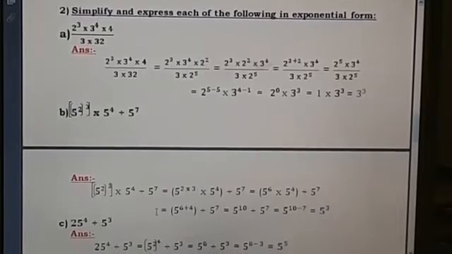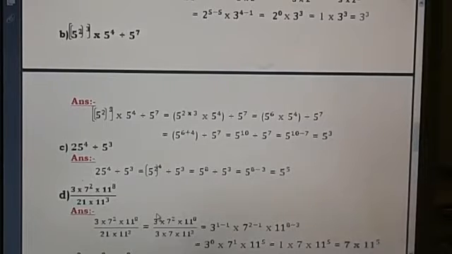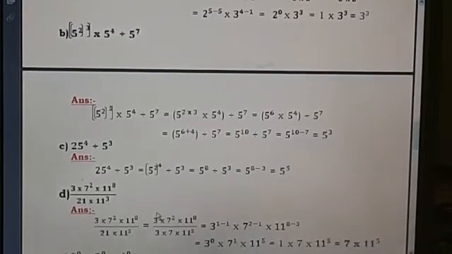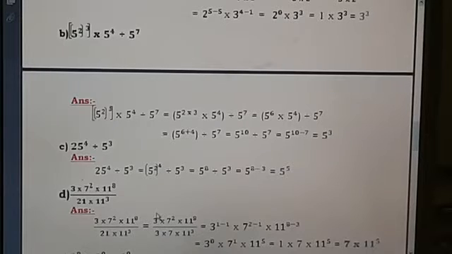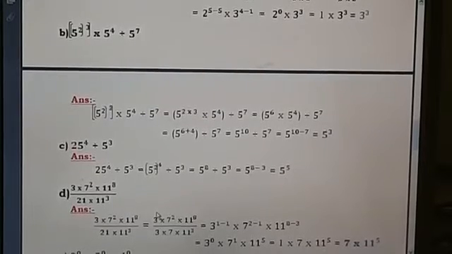Next question: 5 to the power 2, the whole to the power 3, into 5 to the power 4, divided by 5 to the power 7. For this one, use the third law: power to the power, we have to multiply. Then use the first law, we have to add the powers. Then use the second law, we have to subtract because the bases are same.